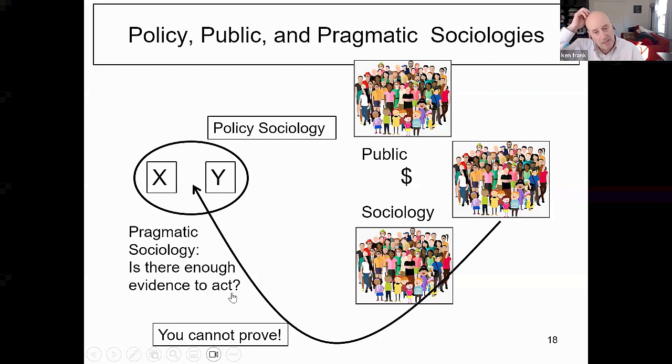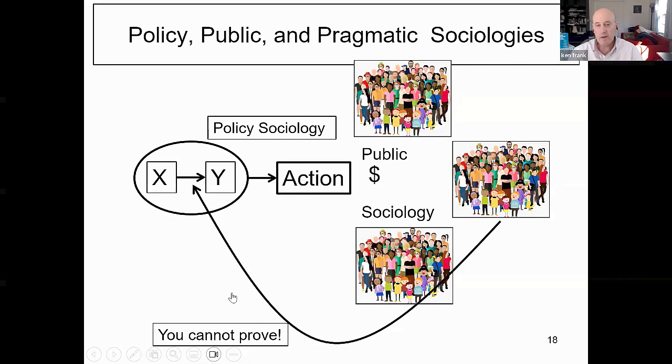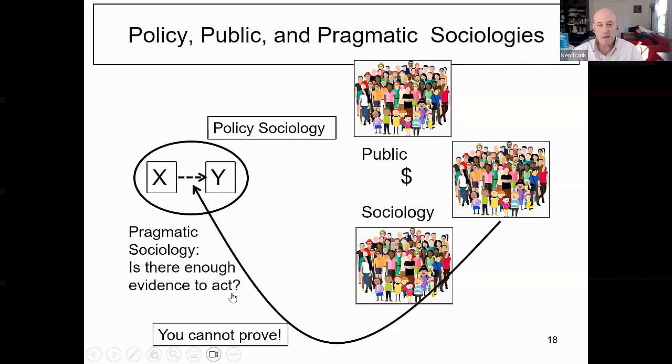So instead of saying, can you prove, we're going to say, is there enough evidence to act? So instead of a solid line, if you go back and look, there was a solid line before, we put in a little dashed line here. Is there enough evidence to act? We think that's probably the more relevant question, the pragmatic question. And if there is, it leads to action. And the resources might be allocated, but with some discussion and compromise.